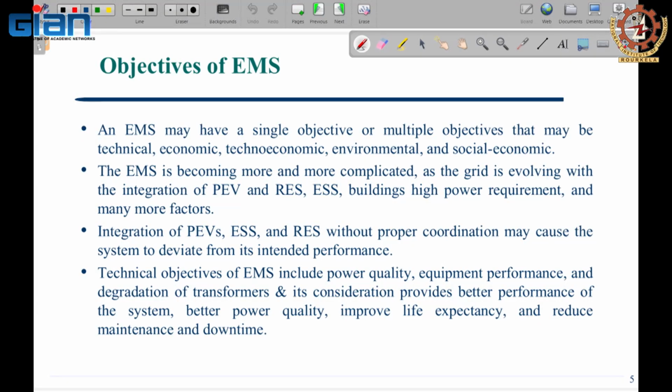Technical objectives of the energy management system can include power quality, effective performance, and degradation of the transformer and other equipment and cables. Its consideration will provide better performance of the system, better power quality, improved life expectancy, and reduced maintenance and downtime.